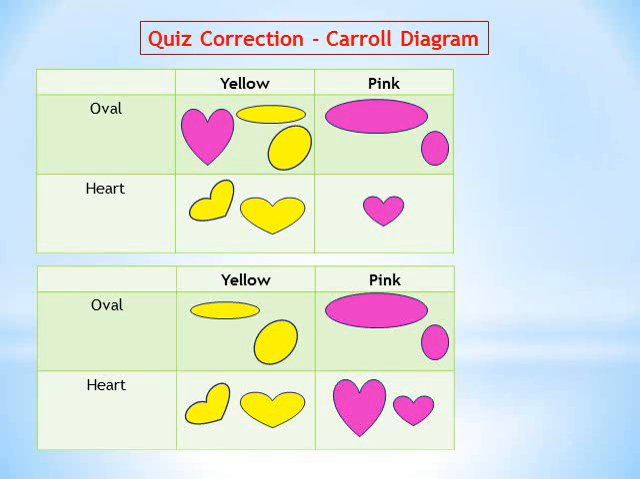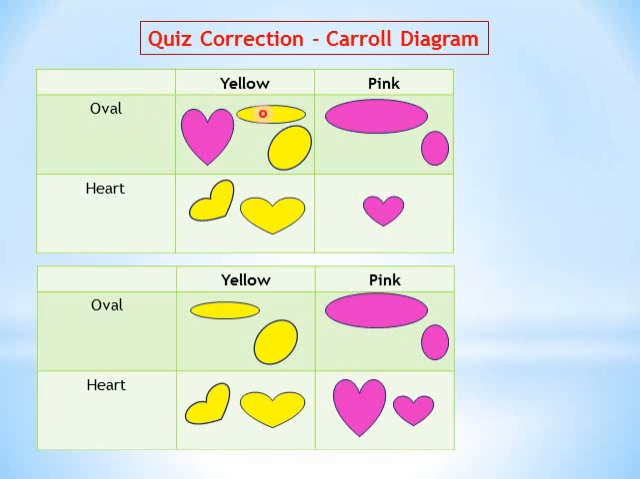Hello students, let's start first by correcting this question that was in your last quiz. I have here two Carroll diagrams, this one and this one, and I need to choose the correct one. So let's look at them. Here this box is for shapes that are yellow and at the same time ovals.